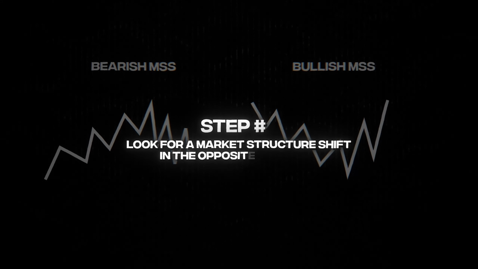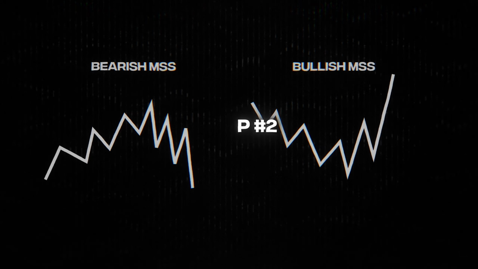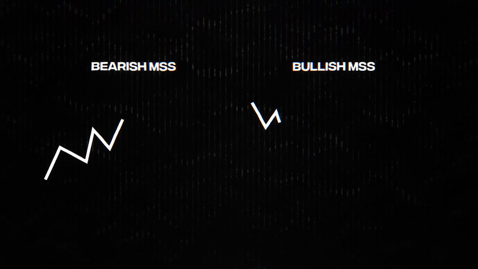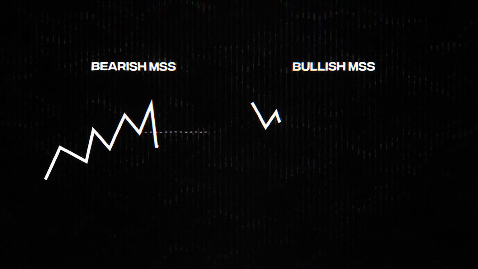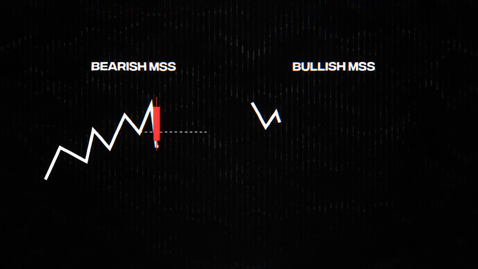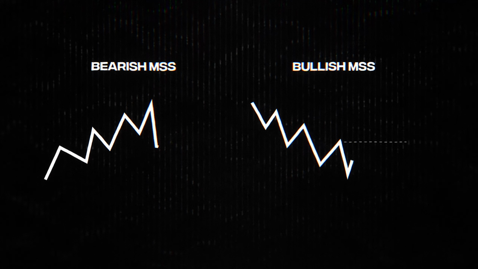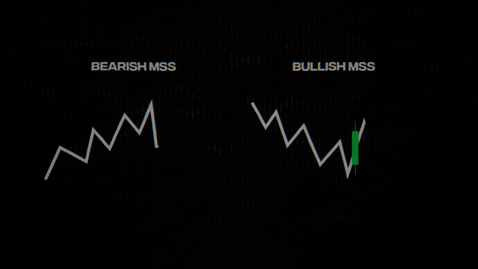Step 2. Look for a market structure shift in the opposite direction of the trend that you identified in step 1. This means that if you're in an uptrend, you want to see a market structure shift lower, breaking the most recent higher low with a body candle close. If you are in a downtrend, you want to see a market structure shift higher, breaking the most recent lower high with a body candle close.